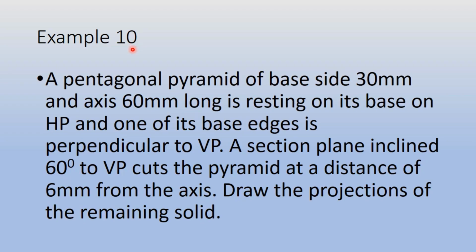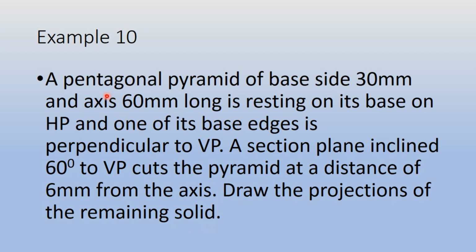Example number 10. A pentagonal pyramid of base side 30 mm and axis 60 mm long is resting on its base on HP, and one of its base edges is perpendicular to VP. A section plane inclined at 60 degree to VP cuts the pyramid at a distance of 6 mm from the axis. Draw the projections of the remaining solid.